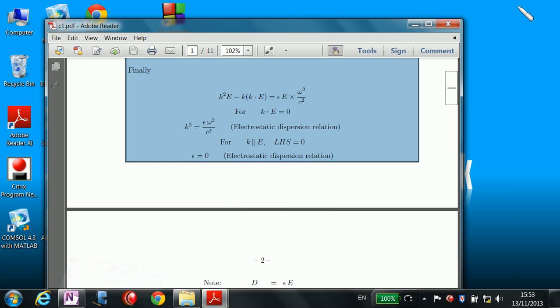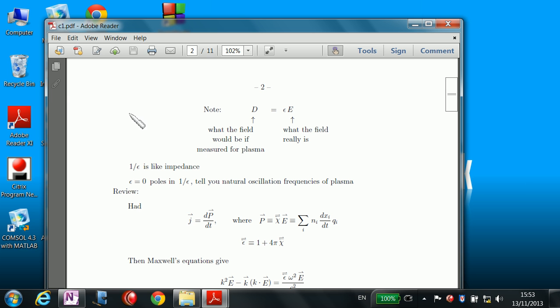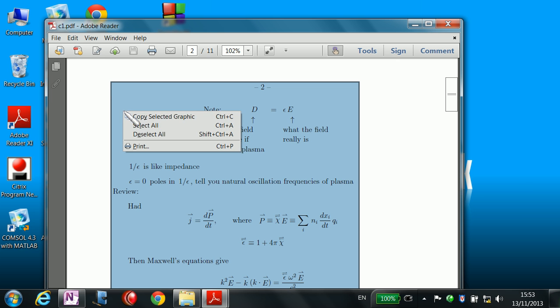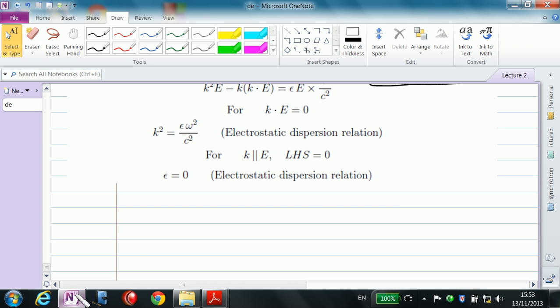Alright. Now, you can right click and select all. Then copy the selected part. And now minimize this. The note, OneNote.